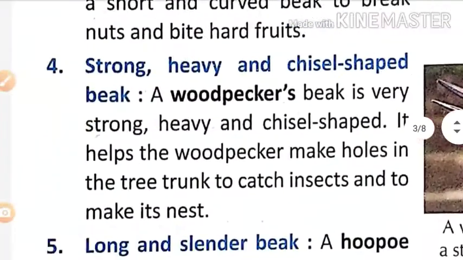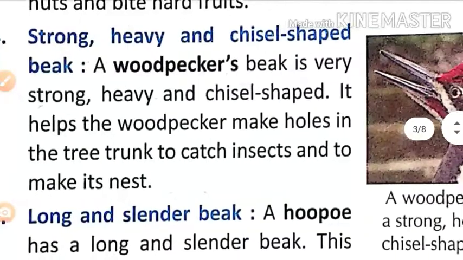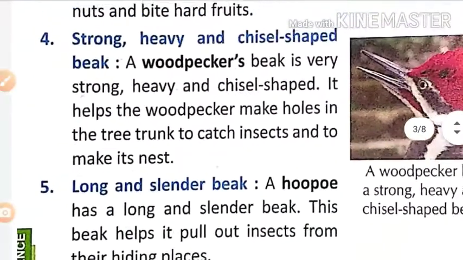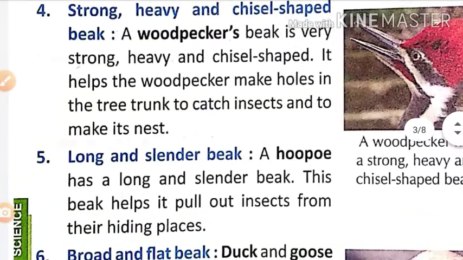Next, the fourth type is the strong, heavy and chisel shaped beak. A woodpecker's beak is very strong, heavy and chisel shaped. It helps the woodpecker make holes in the tree trunk to catch insects and to make its nest.